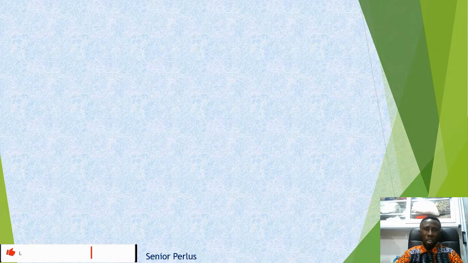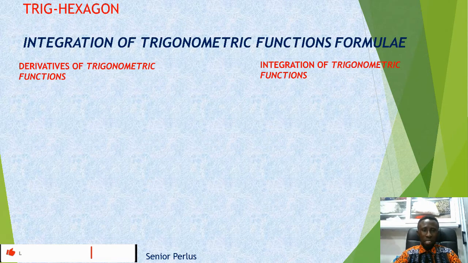Now that we know how to draw the trig hexagon, we are going to use the trig hexagon to know the integration of trig function formulae. We know the integration is the reverse of differentiation. We will use the trig hexagon to know the derivative of trig once again, and then reverse it to get the integration of trig function formulae. Let's draw the trig hexagon.